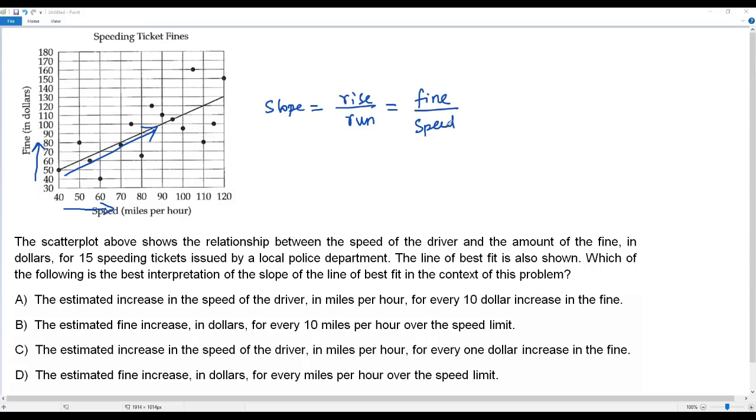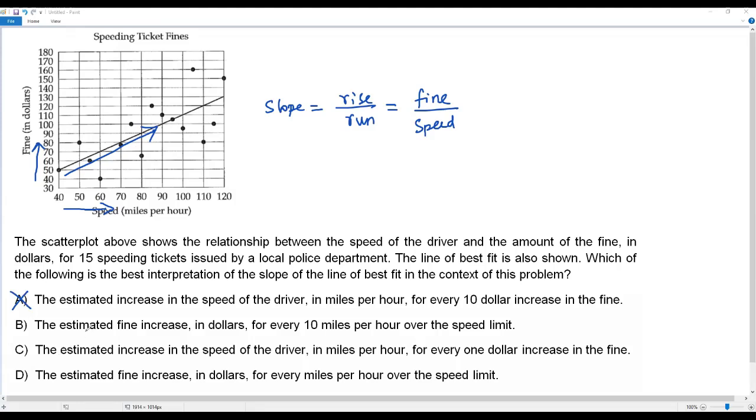Now let's keep this in mind, and we can go over the options one by one. Let's go to the first option, option A. The estimated increase in the speed of the driver in miles per hour for every $10 increase in the fine. Logically, this is incorrect, because according to our interpretation, the slope is fine over speed. That means the estimated increase in fine in dollars with respect to the increase in speed in miles per hour over the speed limit. But option A says how the speed changes with respect to the fine, and that's logically incorrect. We will never calculate the speed with respect to the fine. So we can reject option A.